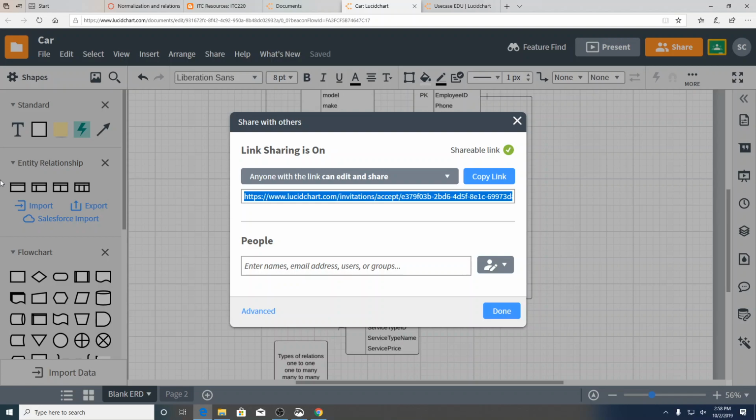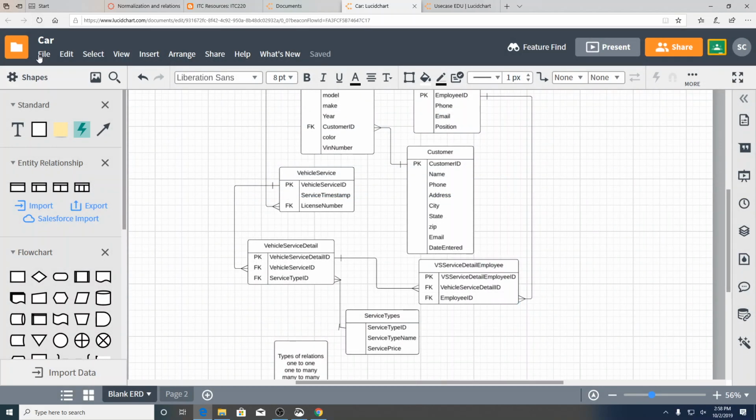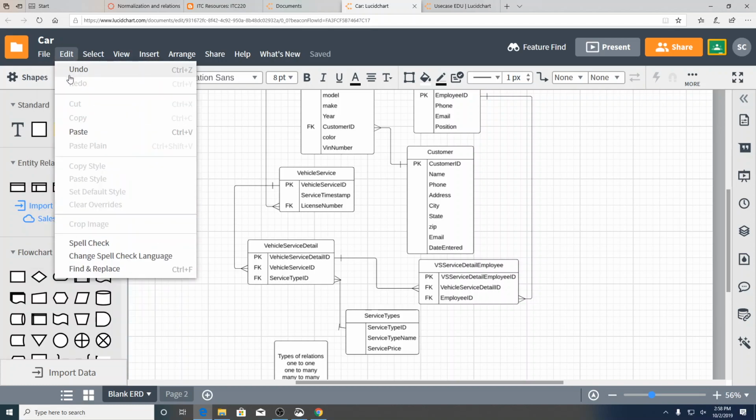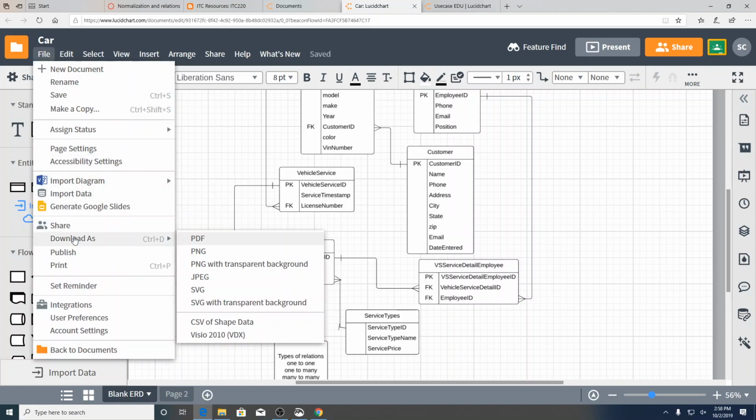Now the other thing is you can save it. I'm not going to share this. I will copy it as a picture. There is a file, and then there's a download as, and you can download it as a PDF or as an image. So I would not do the CSV or the Visio, but you could do PDF or an image. So JPEG or PNG or PDF, and then you could upload that. Those also work.